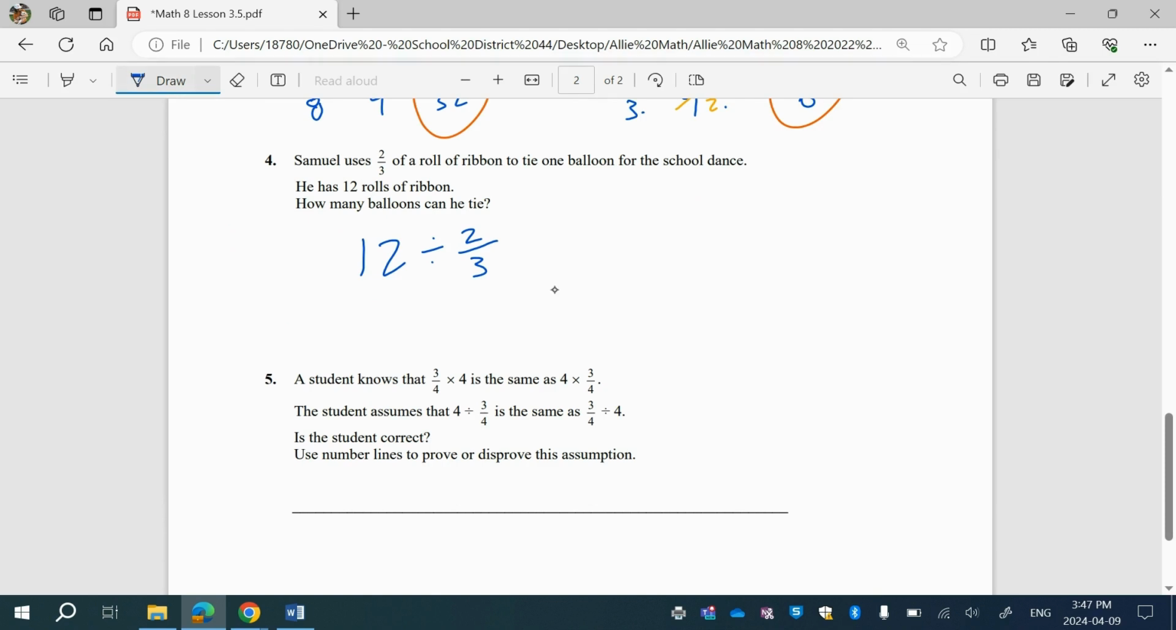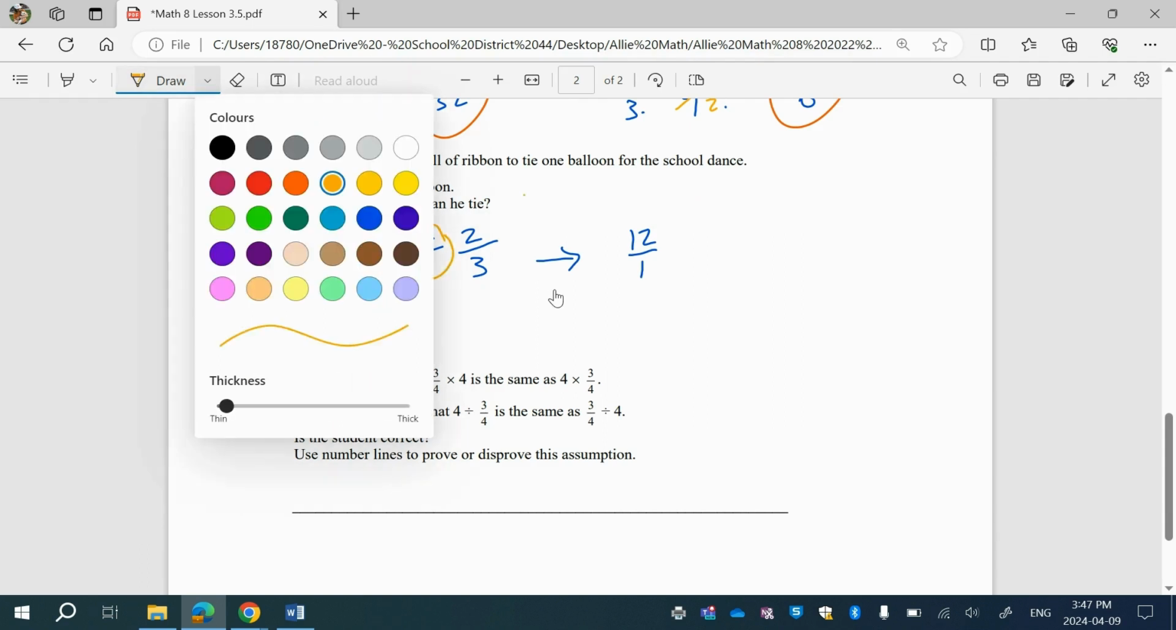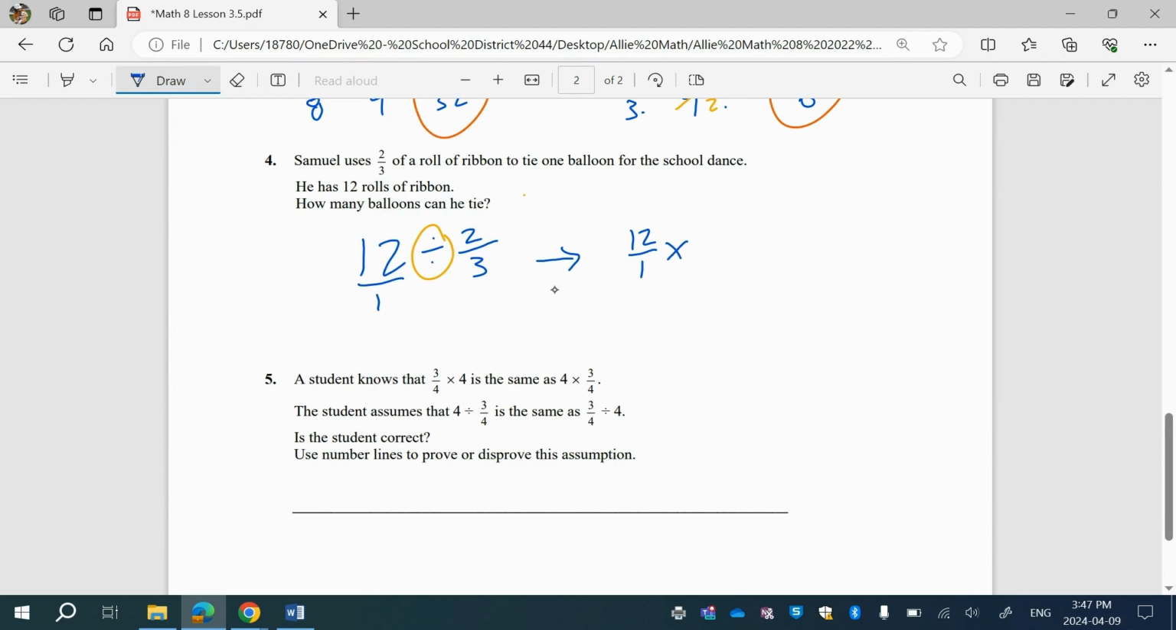So let's keep our first one. That's going to be 12/1. So let's keep that, 12/1. Let's change our symbol. It's divide, it's going to become multiply. And we're going to flip our last fraction. 2/3 is going to become 3/2.